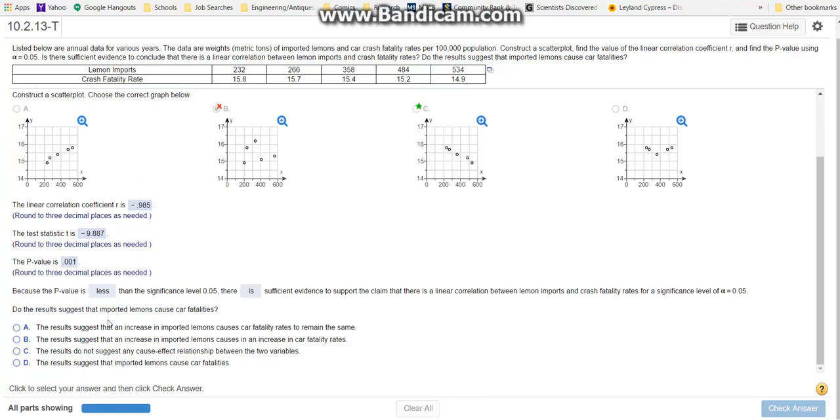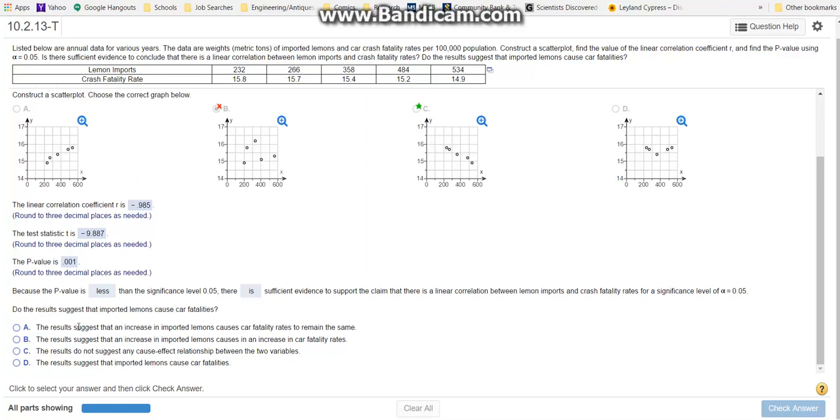So do the results suggest that importing lemon cars causes fatalities? Well, now you have to be careful here, okay? Correlation does not mean causation. Sometimes two things can be correlated and one can cause the other. But in general, the results cannot be causally connected.